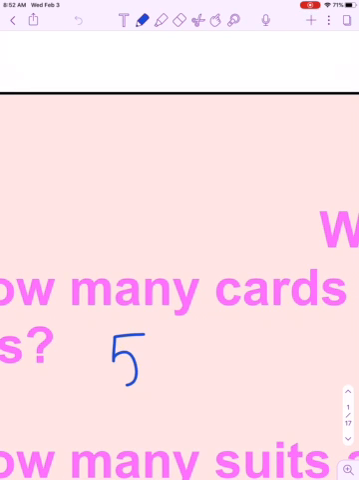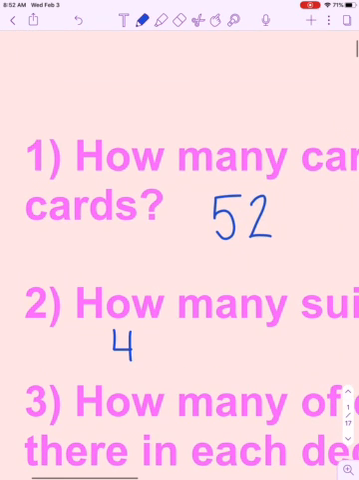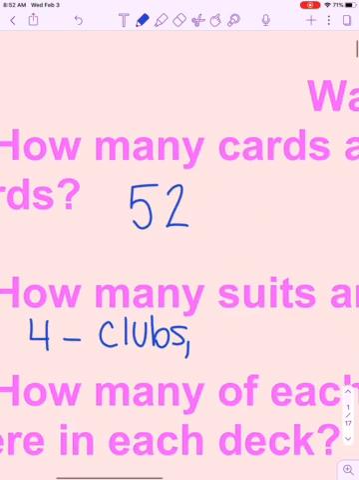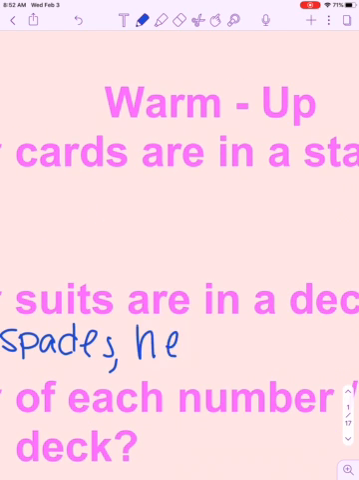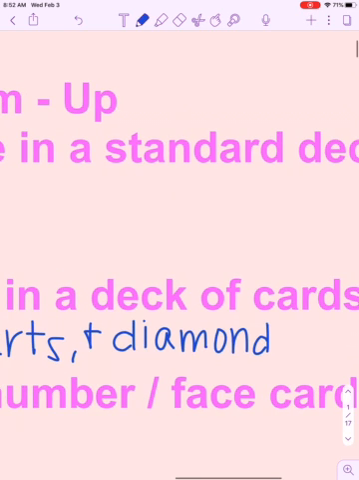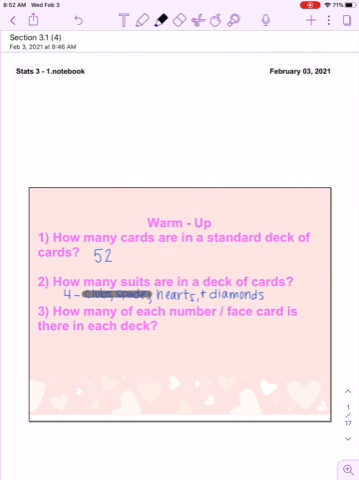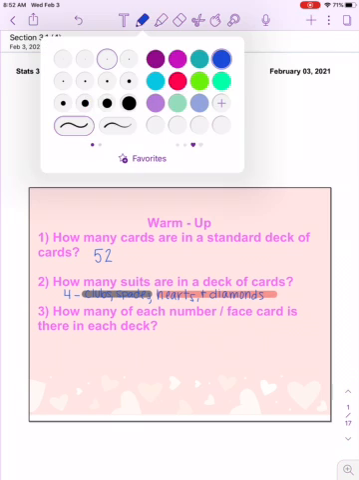In a standard deck of cards, there are 52 cards. How many suits are in a deck of cards? There are 4 suits, okay? You have clubs, spades, hearts, and diamonds. Clubs and spades are black. Hearts and diamonds are red.